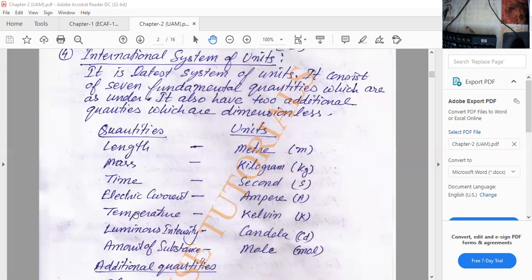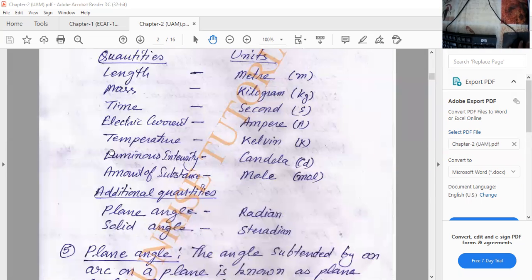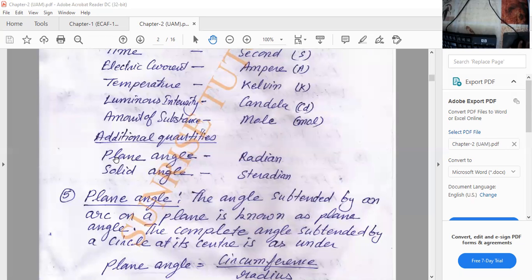So in addition to the MKS system, four fundamental quantities were also added. Hence, the total number of fundamental quantities became seven. These are now called fundamental quantities, right? Let's go further. Now there are two additional quantities: the plane angle and the solid angle. The unit of plane angle is radian and the unit of solid angle is steradian.